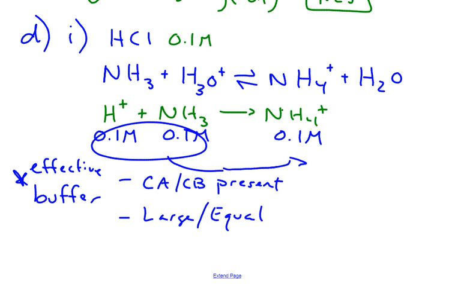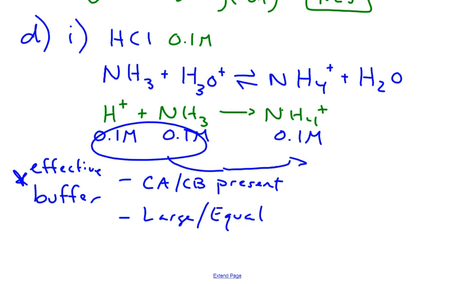Why isn't this a good buffer? Besides that it was already small, I don't have this anymore, right? I don't have any of the base left, because the acid consumed it all. So is this going to be an effective buffer? No, because the acid consumed all of the base. I don't have amounts on each side. I don't have a base and a conjugate pair.